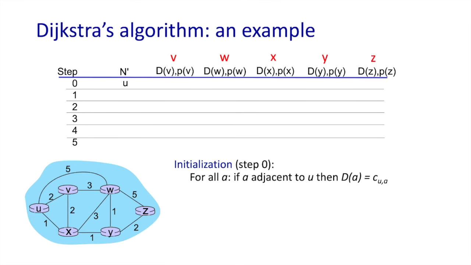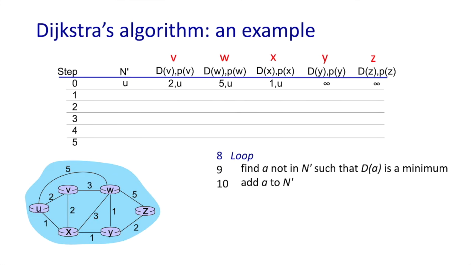And so you can see on the first line here, the cost to get to V is 2, the direct cost to get to W is 5, and the direct cost to get to X is 1. And we filled in the predecessor nodes simply to say that the predecessor to nodes V, W, and X, the shortest path from U, is actually node U itself. Nodes Y and Z are initialized to infinity because they don't have a direct one-hop connection to source node U. And so now it's time to jump into our first pass through the loop, steps 8, 9, and 10.